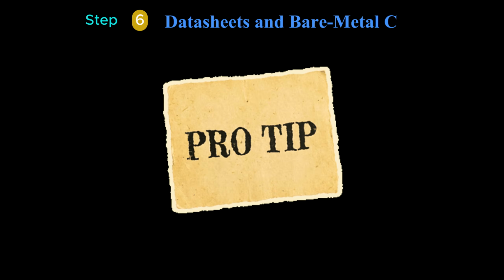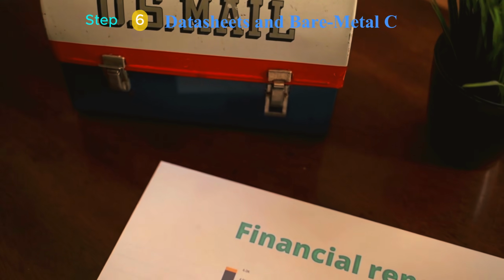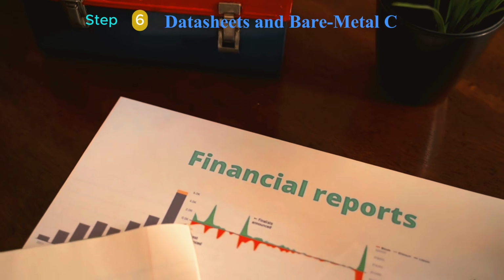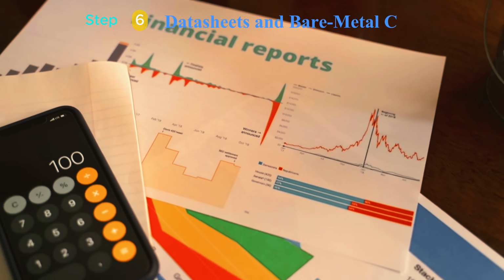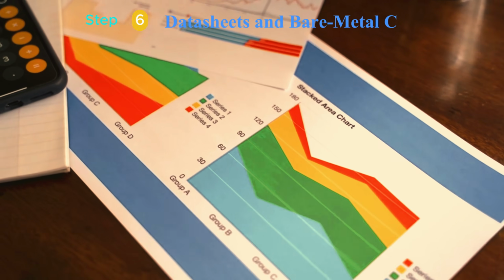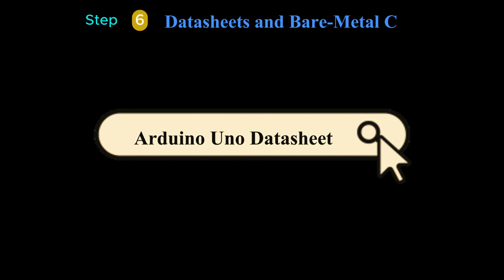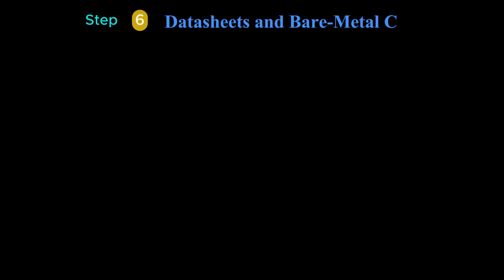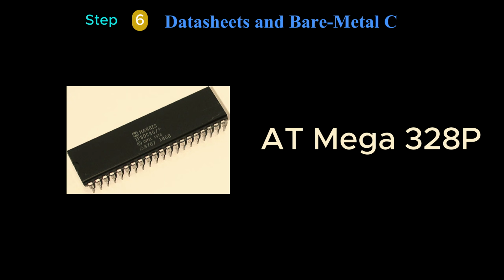I want to provide you a tip for this step. If you ever want to understand a datasheet and to find a datasheet, go search the internet, but don't search for the board datasheet. Search for the controller datasheet. If you want to search for an Arduino Uno datasheet, don't search for the Arduino Uno datasheet, but do this: Arduino Uno has a microcontroller, right? Its name is ATmega328P, isn't it?